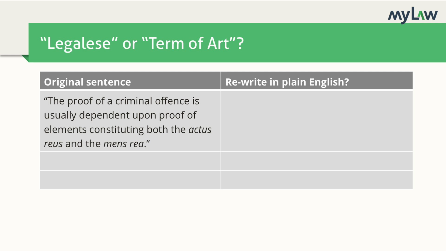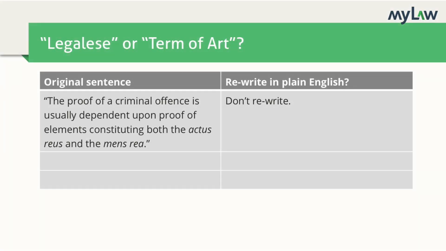Let's read it aloud. The proof of a criminal offense is usually dependent upon proof of elements constituting both the actus reus and the mens rea. Now, looking at that sentence, we see that there are two terms in there that are not in plain English. We ask ourselves, are these terms of art, or can we replace them with a plain English alternative? We've already analyzed the term actus reus. We've seen how it has a particular meaning in the context, and that it's likely that given the particular meaning, we would leave actus reus as it is in that sentence.